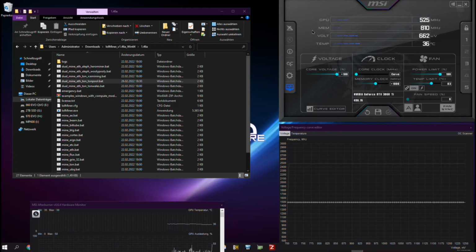Today I will show you how to get the most profit and efficiency out of your RTX 30 series cards while dual mining Ethereum and Toncoin. I will split the tutorial in two tutorials. First in Windows and secondly in HiveOS. So if you're mining in HiveOS, you can stay because I will jump right into the tutorial.